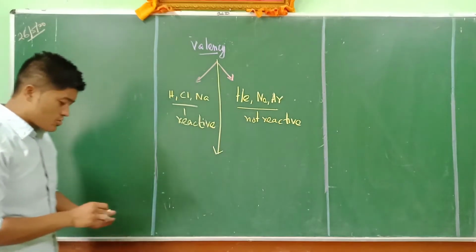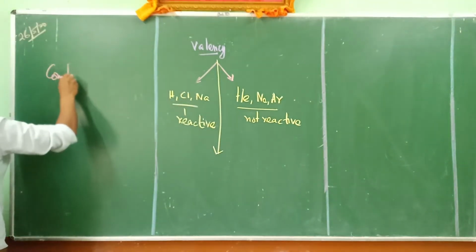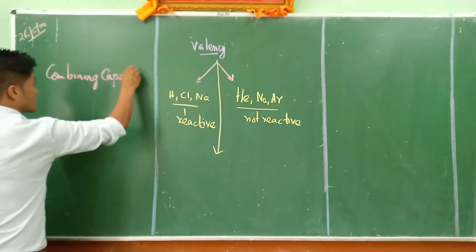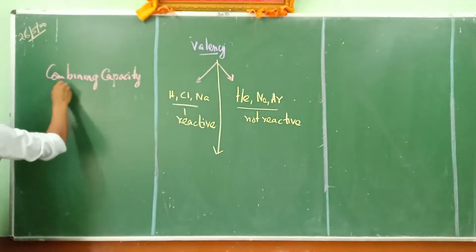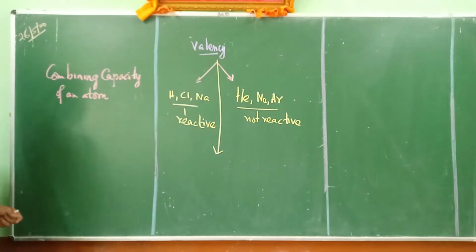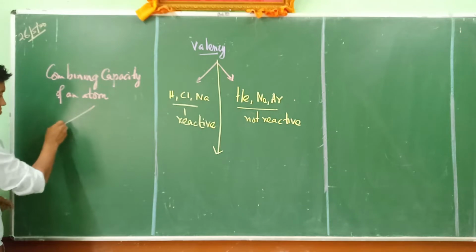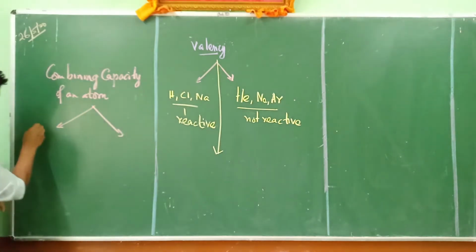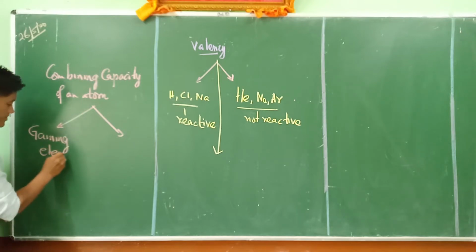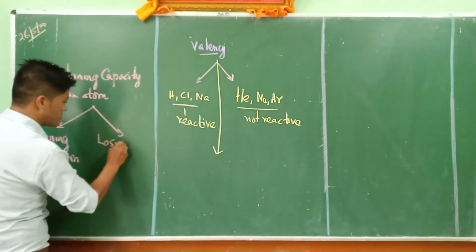Understand? So what is valency? We define valency as the combining capacity of an atom. Understand? How do they combine? They have two options, either by gaining electrons or by losing electrons.